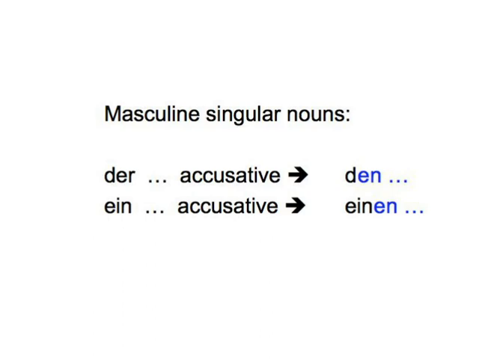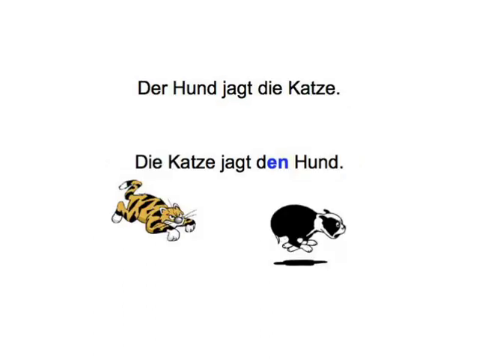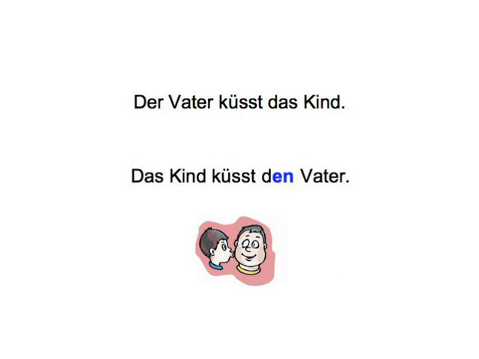So in our example, it would be Der Hund jagt die Katze. But die Katze jagt den Hund. And Der Vater küsst das Kind. But das Kind küsst den Vater. In both sentences, der has changed to den. This shows that Hund has become the object of the verb jagt and Vater has become the object of the verb küsst.